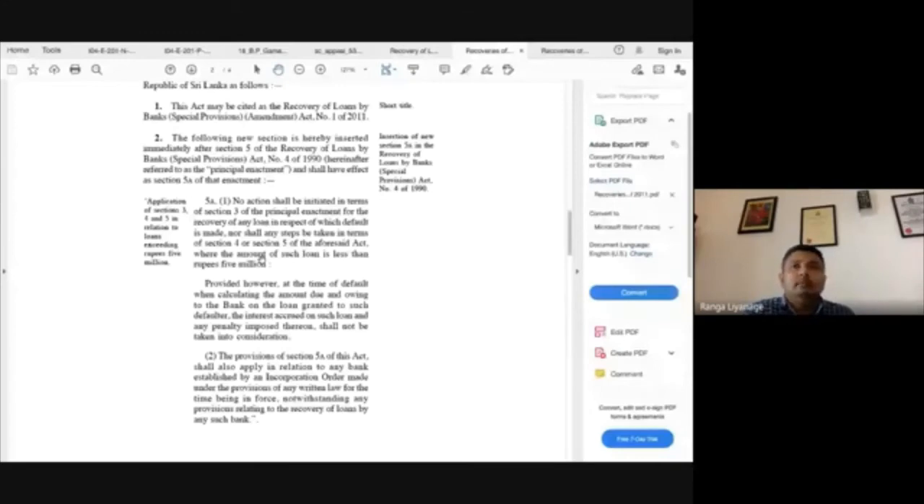The borrower borrowed 6 million, right? And is that the principal amount? After a year, the principal amount outstanding after repayment is, let's say, 4 million. Is that the principal amount? So this question came up to decide, right?